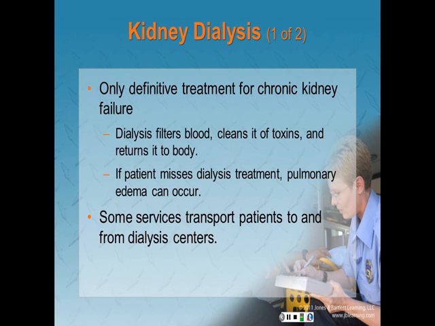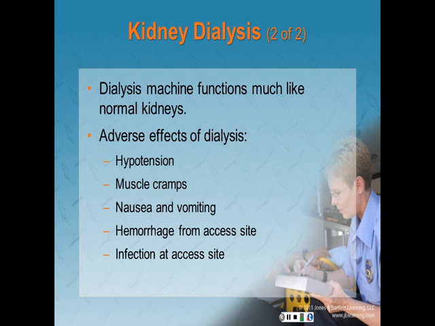Some services transport patients to and from dialysis centers. A dialysis machine functions much like normal kidneys do. If a patient is undergoing long-term hemodialysis, they will have a shunt that connects a vein and an artery, allowing blood flow from the body to the machine. Peritoneal dialysis allows large amounts of dialysis fluid to be infused into the abdominal cavity, and the fluid stays there for an hour or two. It does carry a high risk of peritonitis.